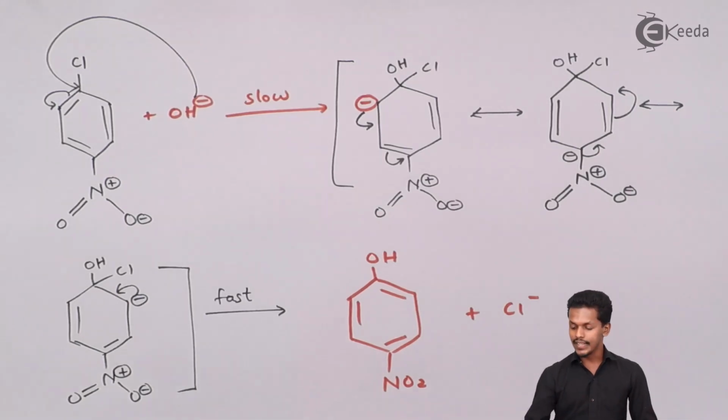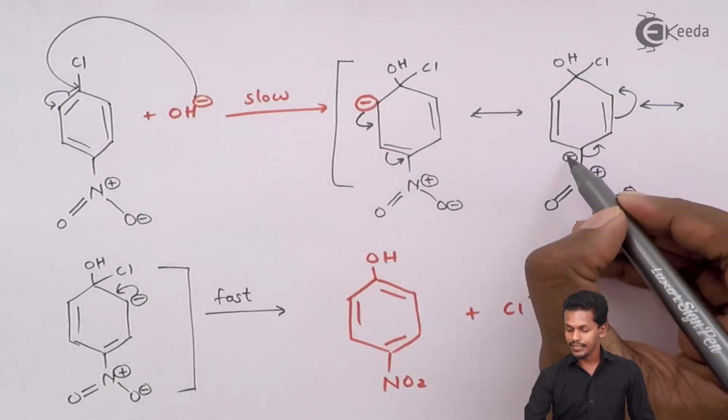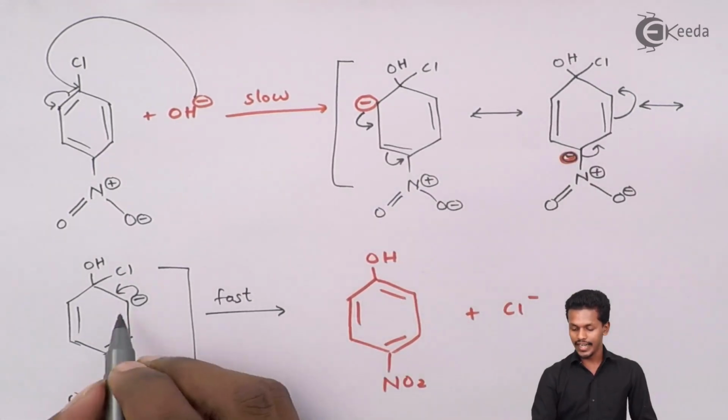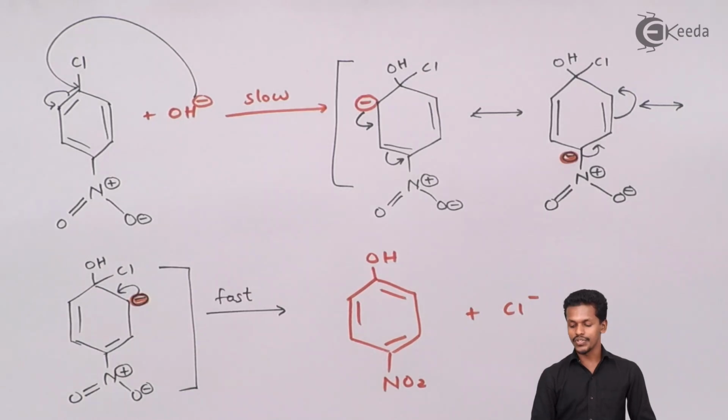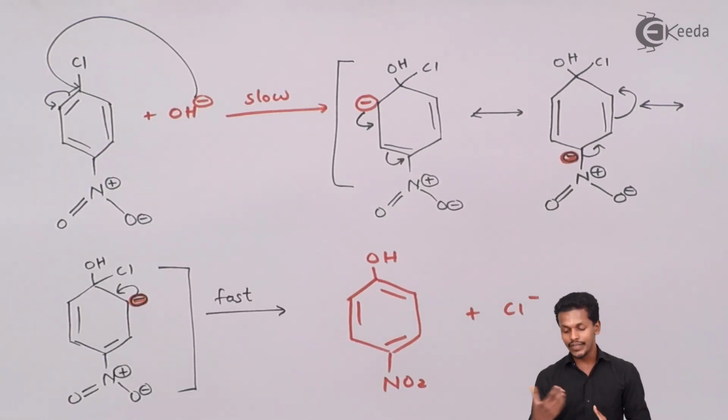If you observe, the negatively charged species are present at the ortho position, the para position, and again at the ortho position. So this is where the electron withdrawing group, like the NO2 group, stabilizes the electron density on the benzene ring, and that is how it activates the reaction so as to give a substitution reaction. So this is what I was talking about.